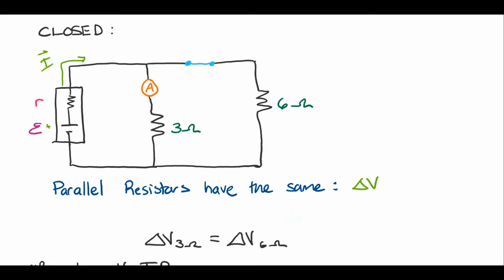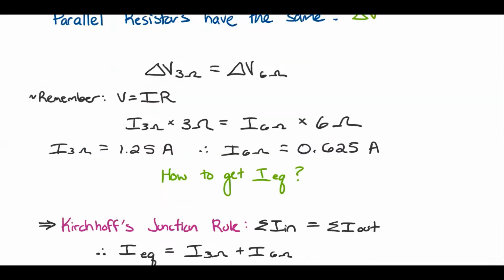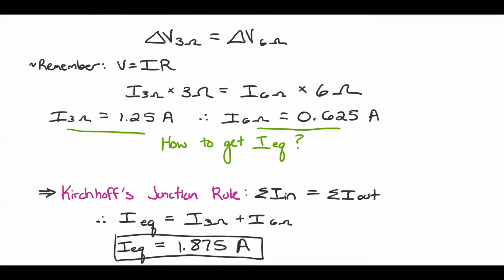Now, the current has a total value here. So let's call this I1 as an I initial. But then because of this junction, it splits off, leading through an I that goes to the 3 ohm resistor and an I that goes into the 6 ohm resistor. Let's write this out in terms of an equation. The I equivalent is equal to the current going through the 3 ohm resistor plus the current going through the 6 ohm resistor. We just found both of those values up here. Plugging in those numbers, we get an equivalent current of 1.875 amps.